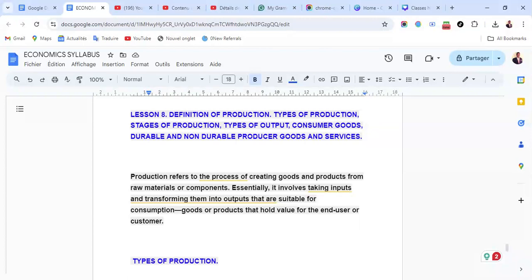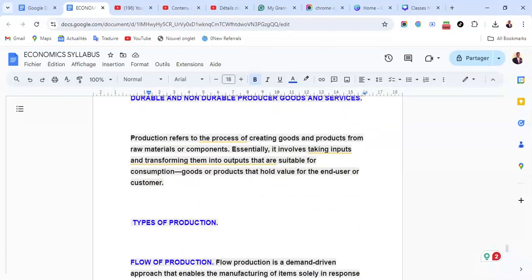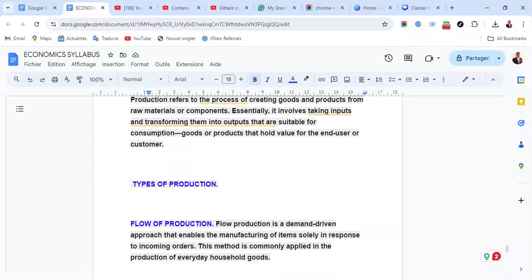Now, we are going to start with the definition of production. Production refers to the process of creating goods and products from raw materials or components. Essentially, it involves taking inputs and transforming them into outputs that are suitable for consumption, goods or products that hold value for the end user or consumer. So production is a process of the creation of goods and services, right, which have been taken from raw materials. So the essence is to transform this into output so that it can be good for consumption.